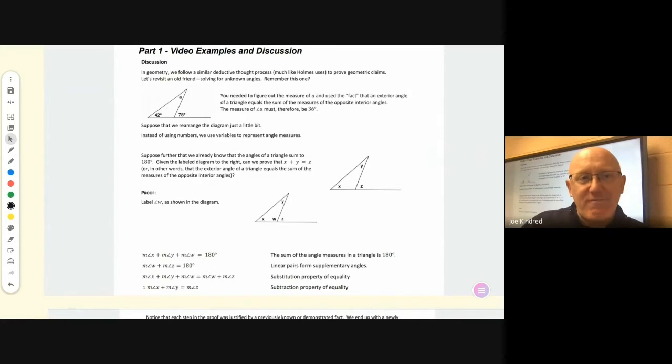In geometry, we follow a similar deductive thought process, much like Holmes uses, the old. Hold on, start over again.